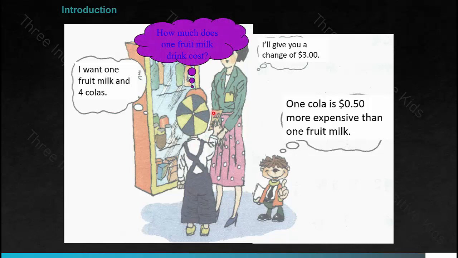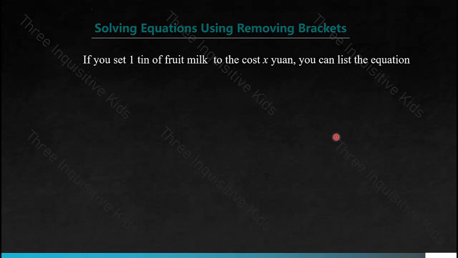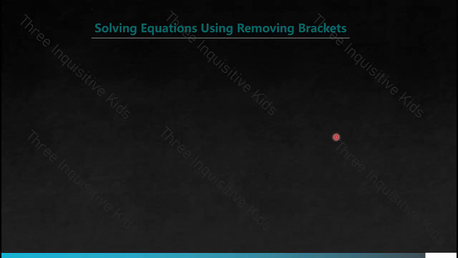So how much does 1 fruit milk cost? If he paid for 1 fruit milk and 4 colas, and he paid with a $20 bill, received a change of $3, and we know that 1 cola is $0.5 more expensive than 1 fruit milk. This is where removing brackets come in.